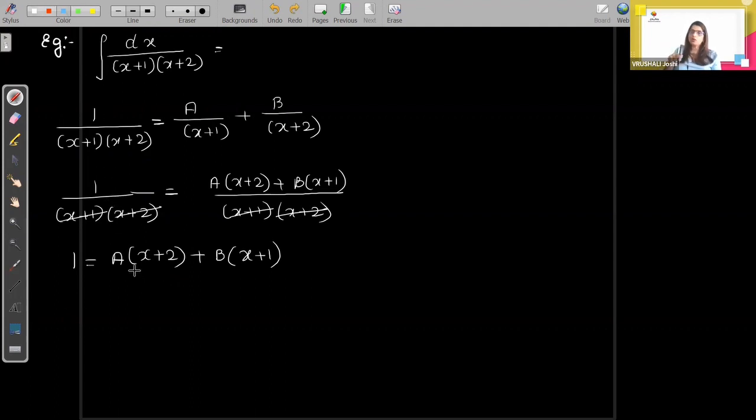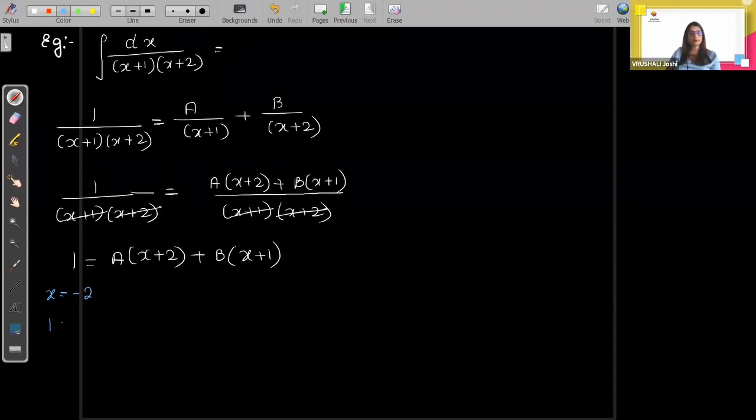First, you can make a 0 and get the value of b, and then you can make b 0 and get the value of a. That is what you have to do. I think that's the simplest method to do, correct? So first of all, let us make a equal to 0, for which we will take x is equal to minus 2. A will be 0 if you take x equal to minus 2, correct?